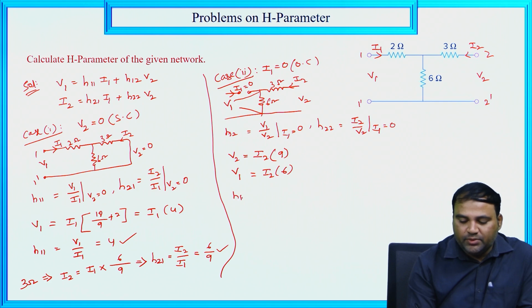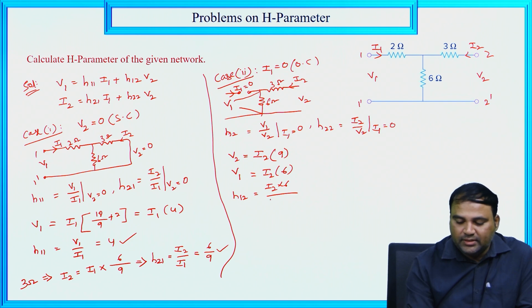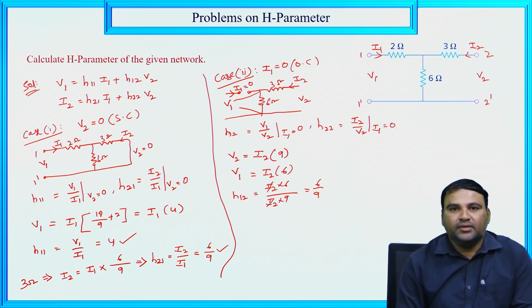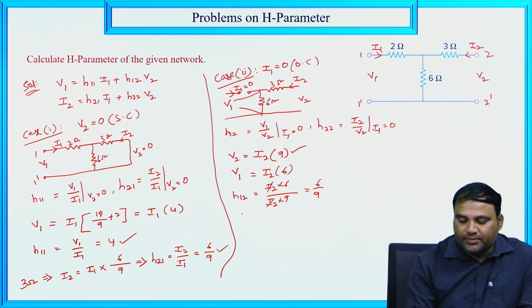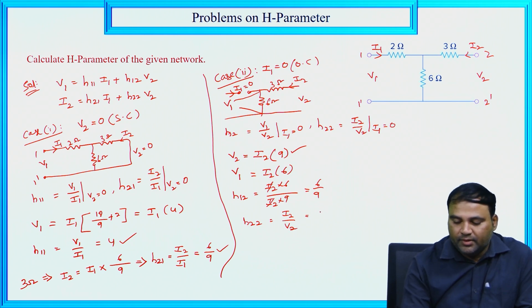Now H12. Substitute the values in the H12. So H12 equal to V1 by V2. So V1 is I2 into 6 and V2 is I2 into 9. I2 gets cancelled, that is equal to 6 by 9. That is the H12 value. Now we have to calculate the H22, that is I2 by V2. So already we have calculated I2 by V2. So H22, I2 by V2, that is equal to 1 divided by 9.